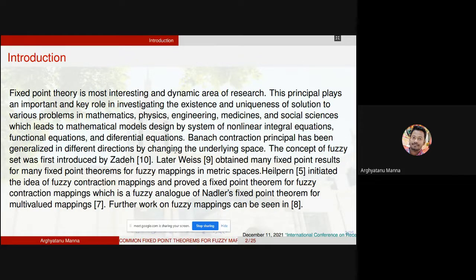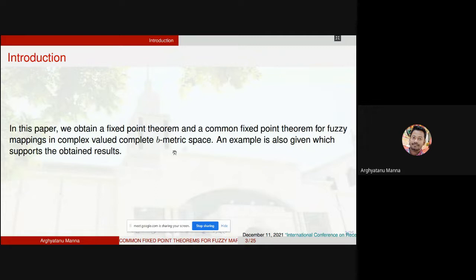The concept of fuzzy set was first introduced by Zadeh, which is kept in our references 10. Later, Heilpern obtained many fixed point theorems for fuzzy mappings in metric spaces. Heilpern initiated the idea of fuzzy contraction mapping and proved a fixed point theorem for fuzzy contraction mapping, which is a fuzzy analog of Nadler's fixed point theorem for multivalued mapping. Further work on fuzzy mapping can be seen in the references 8. In this paper, we obtain a fixed point theorem and a common fixed point theorem for fuzzy mapping in complex valued complete geometric space. An example is also given which supports the obtained result.